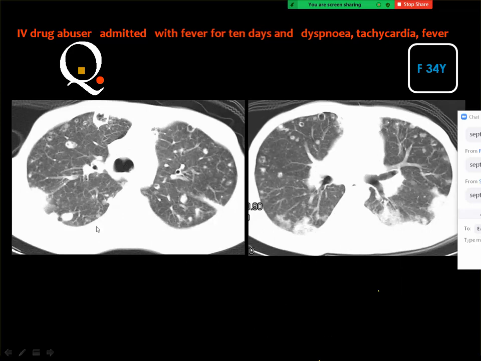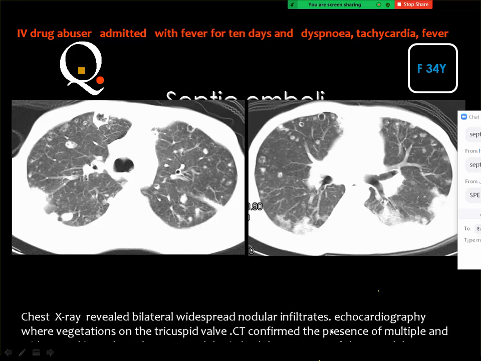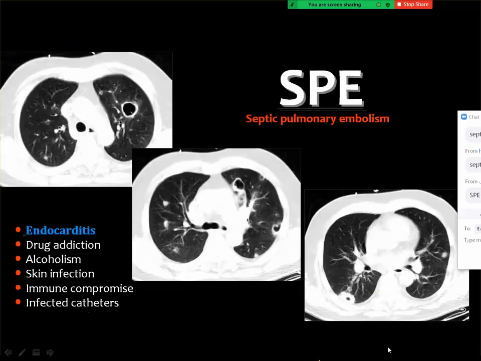The septic emboli are solid whenever they are small, and they cavitate when they are relatively larger in size. The history is very important to predict the possibility of septic emboli. One of the most common causes is endocarditis, bacterial endocarditis, and drug addiction. This is one of the leading factors in the history to predict this appearance.